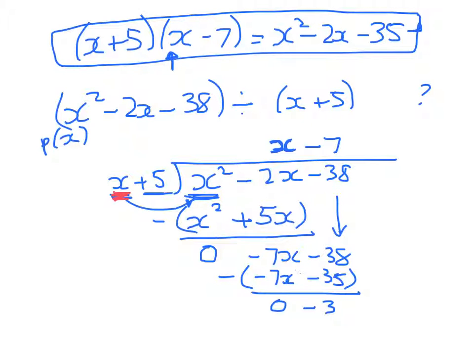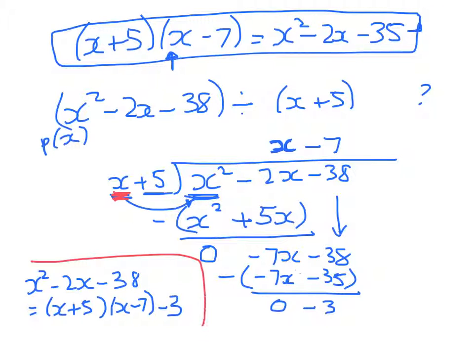So what I've got here is that I've written, oh, now I've run out of room. Let me just see if I can squeeze it in. So we've got x squared minus 2x minus 38 is equal to x plus 5 times x minus 7, minus 3. Which is what we knew we'd get because we'd pre-baked that one.